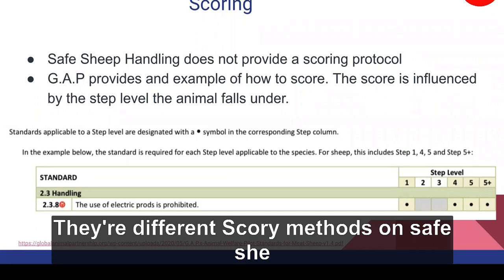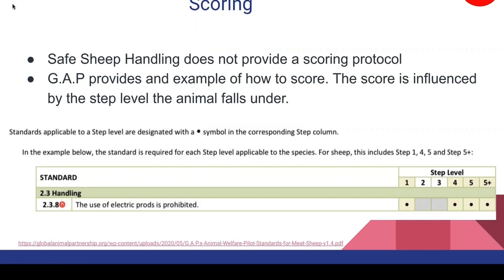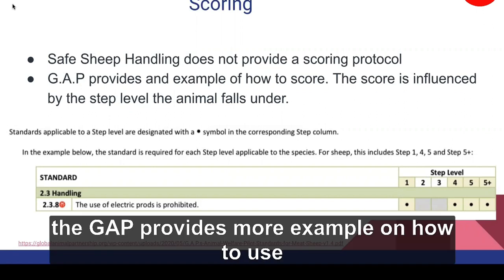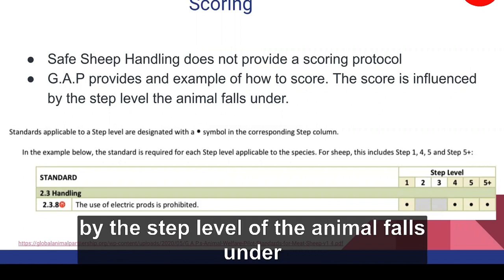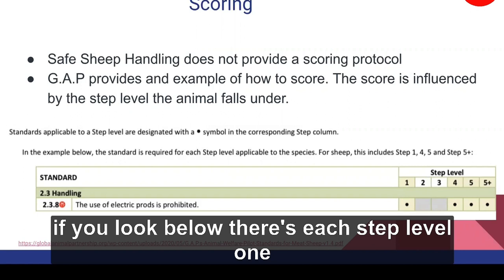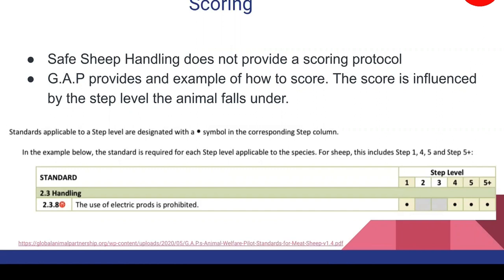There are different scoring methods. On Safe Sheep Handling does not provide a scoring protocol. The GAP provides more examples on how to use scoring, which is shown below. The score is influenced by the step level the animal falls under. If you look below, there's each step level 1 through 5 and 5+, and that helps you grade how well the scoring is going.